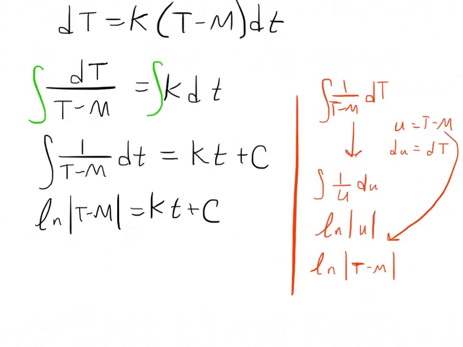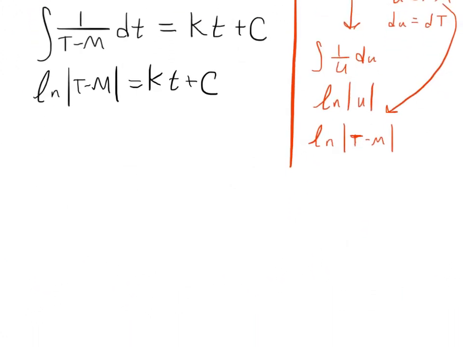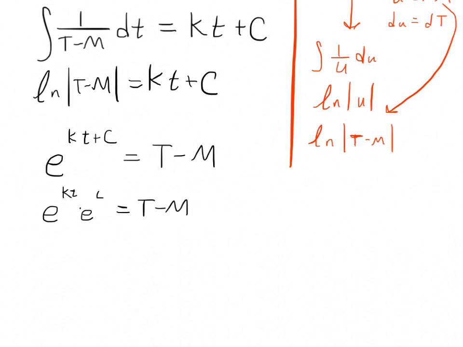And this is where that trick from yesterday is going to come in. When we've got a natural log on the left, remember we can exponentiate. So I'm going to go e to the kt plus c equals t minus m. Then remember we did that trick yesterday. You can rewrite this left side as e to the kt times e to the c equals t minus m. But remember that this e to the c is just some other constant c. So I've got ce to the kt.